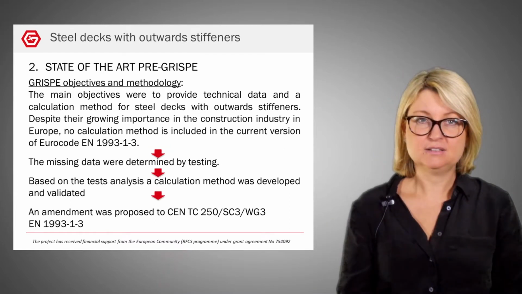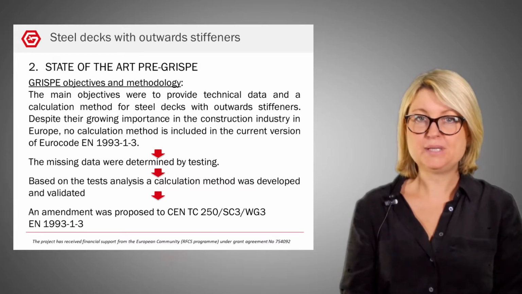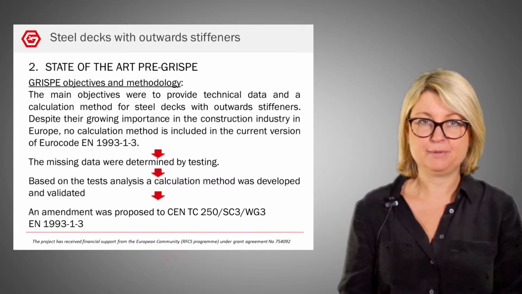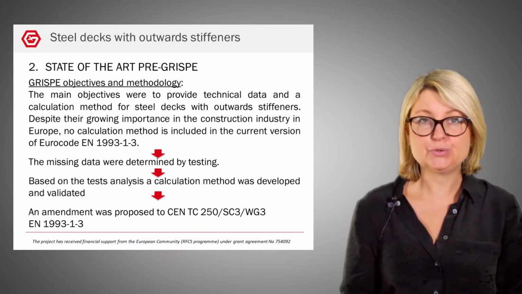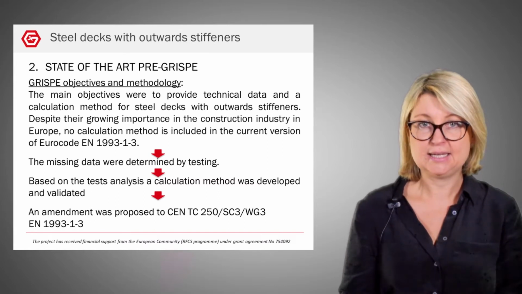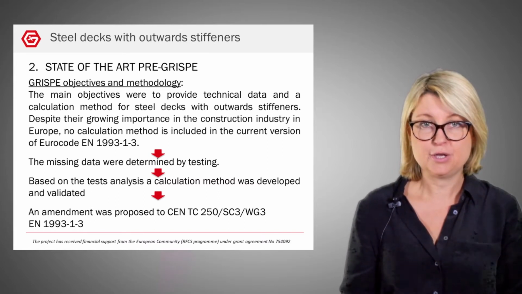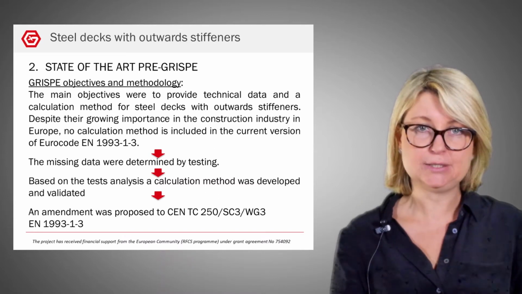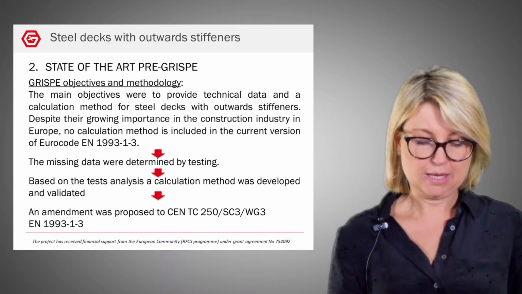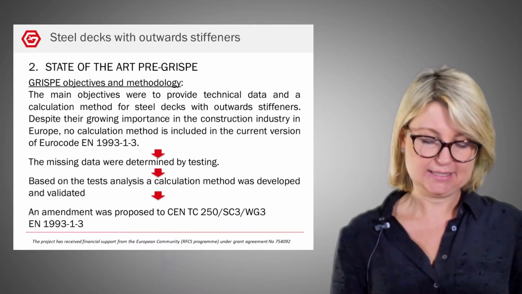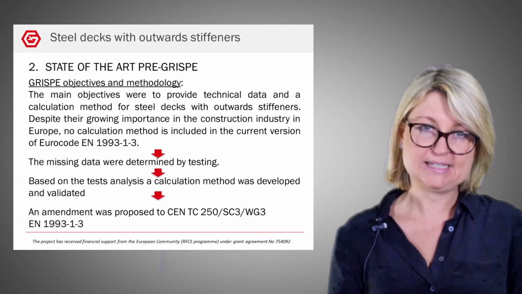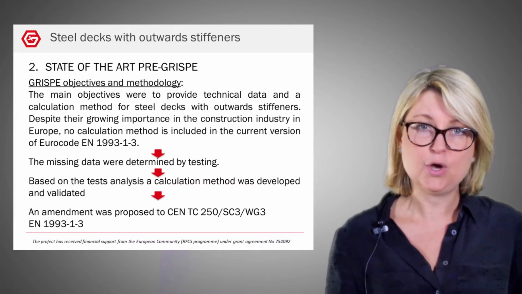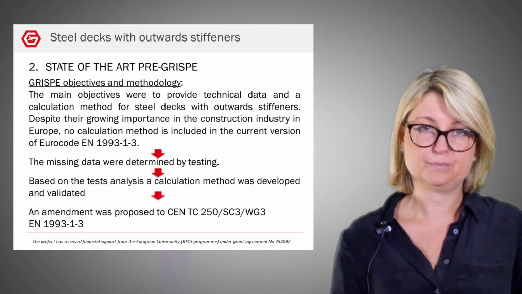The state of the art has allowed us to determine the GRISP project objectives and the methodology to be applied to achieve them. The main goals were to determine the missing technical data and, of course, a calculation method for steel decks with outward stiffeners. The methodology consisted in a huge testing program and in developing and validating a calculation method from these test results. This method was proposed as an amendment on the Eurocode 3 part 1-3.